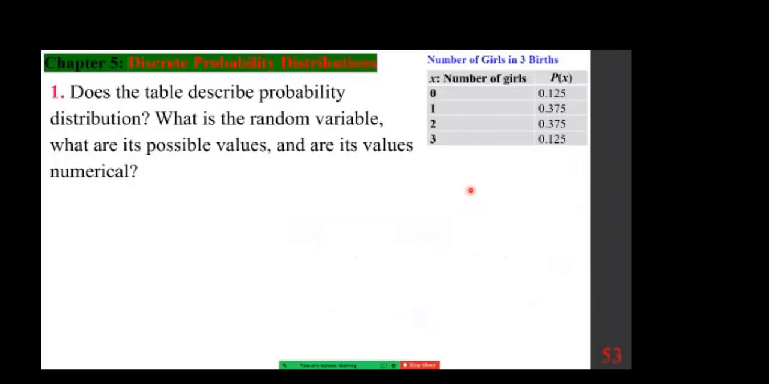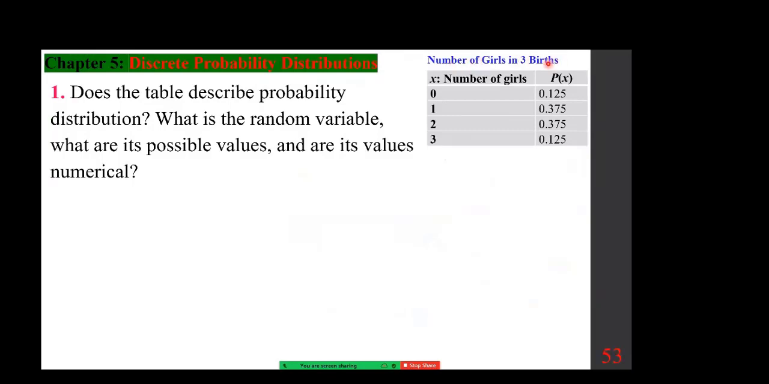Elementary statistics practice test number 2, module 2, covering chapters 4 and 5. Here's chapter 5, discrete probability distribution. Does the table describe a probability distribution? What is the random variable? What are its possible values? And are its values numerical?